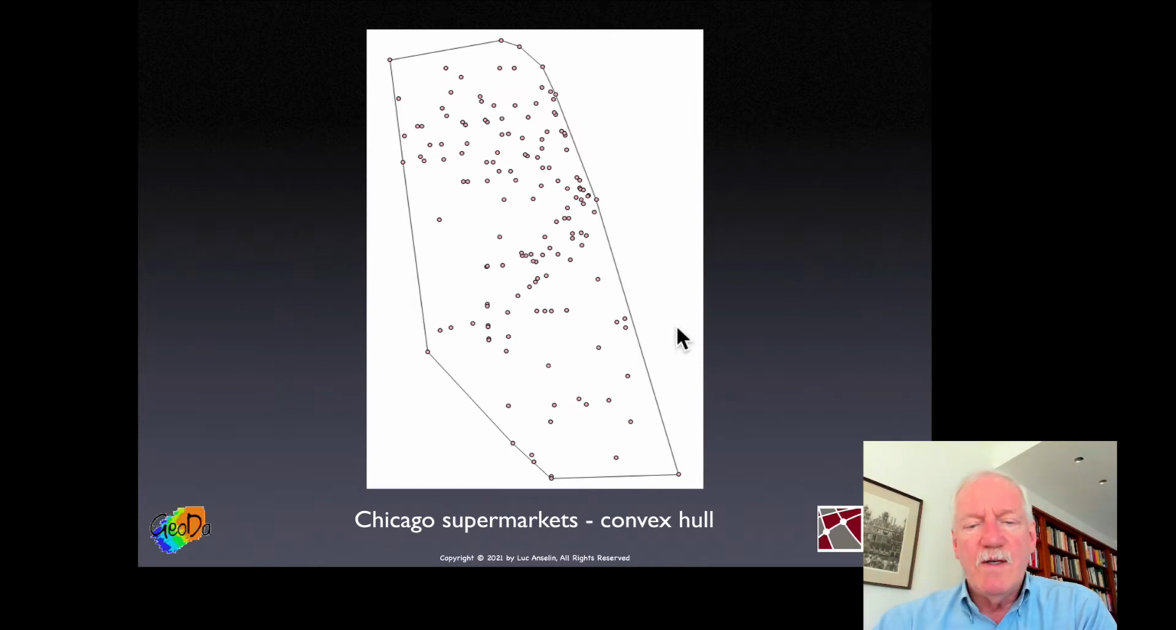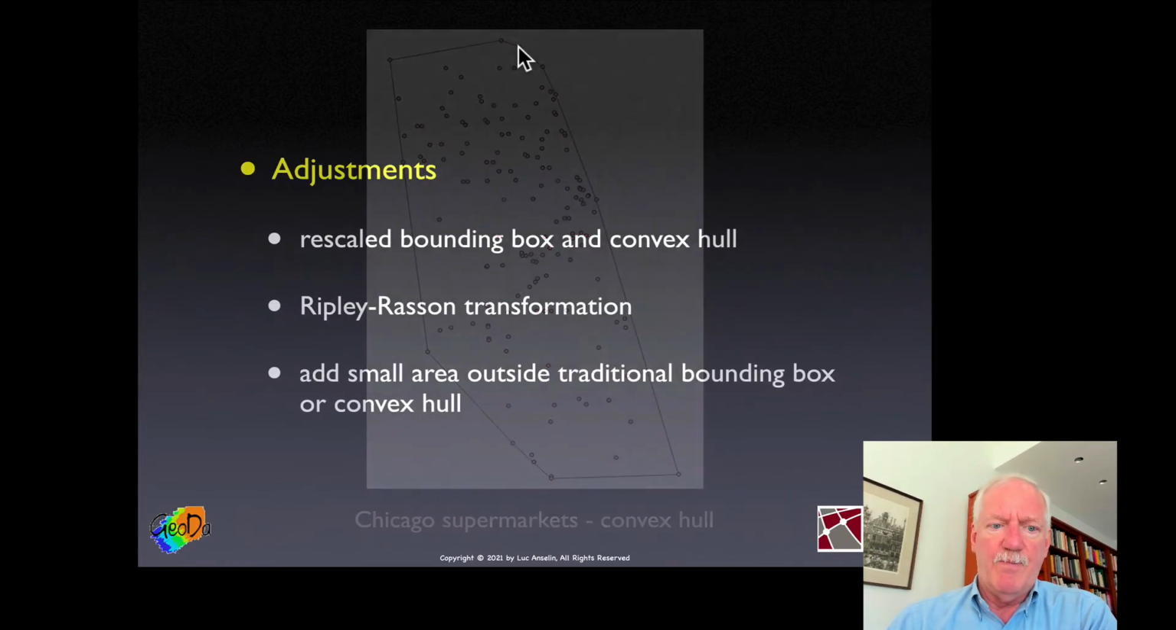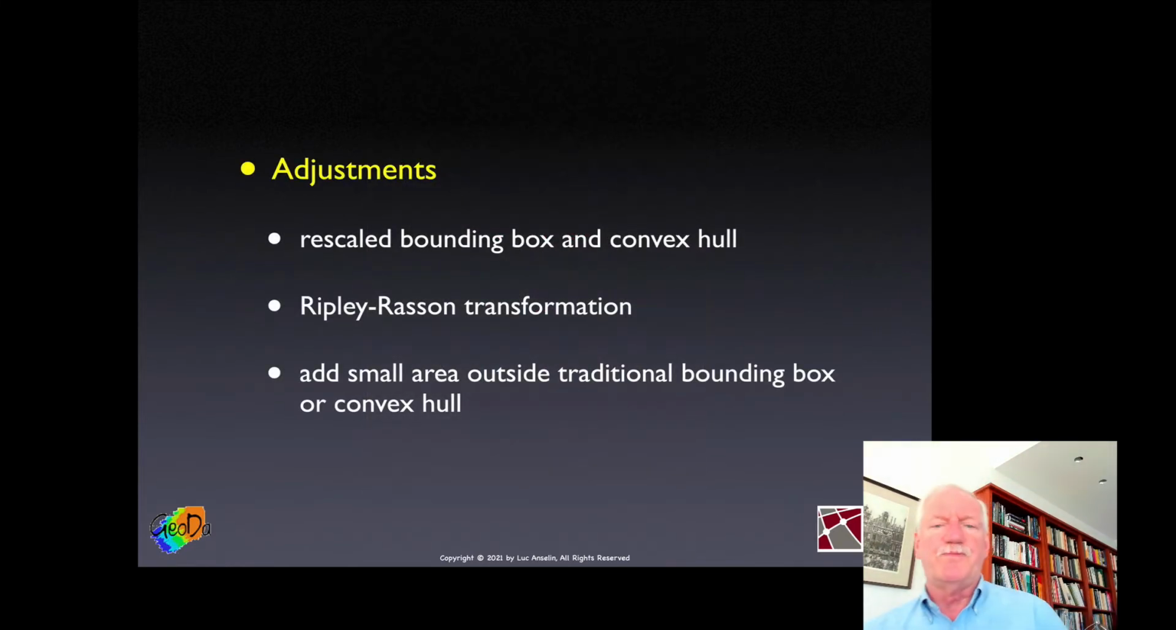Now, one drawback of this particular approach is that it does include actual points on the boundary. So for some statistical analyses, this is not that great an idea. So there have been some adjustments, simple rescaling of the bounding box and the convex hull. And the most commonly used one is called the Ripley-Rason transformation.